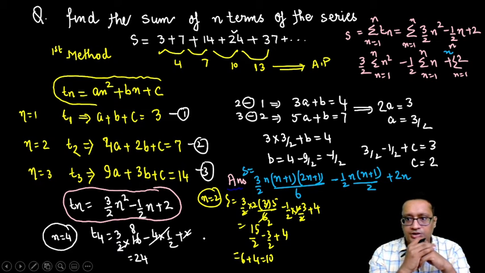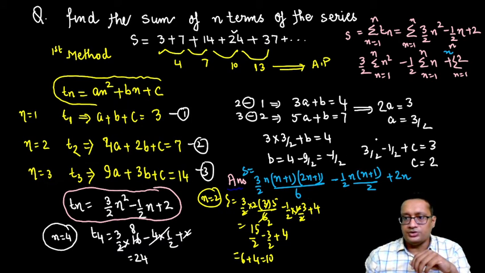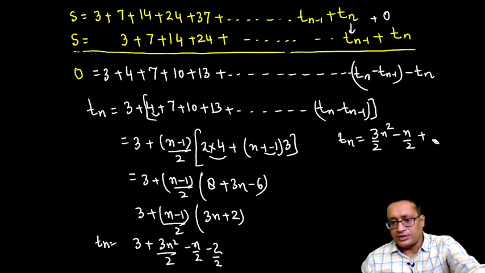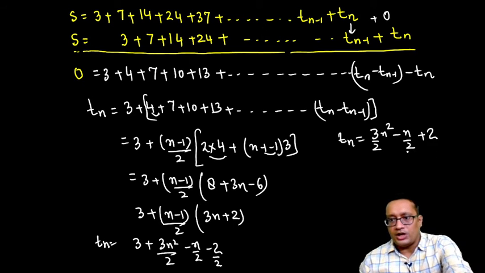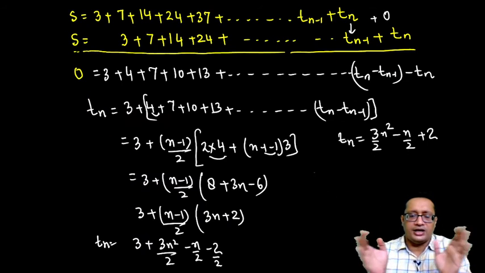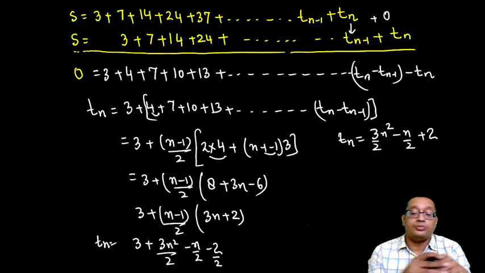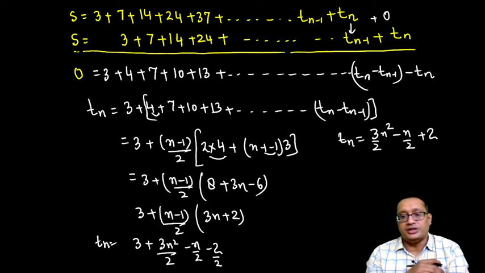Let's check. Here I am again checking n minus 1 by 2. This becomes 3n square. This becomes 2n minus 3n, minus n by 2. Okay, this is 2 divided by 2. So this becomes 3 and this becomes plus 2. So you come to know from here that 3n square by 2 minus n by 2 plus 2, both methods give the same result. From here we come to the conclusion that for the nth term you must consider an square plus bn plus c.